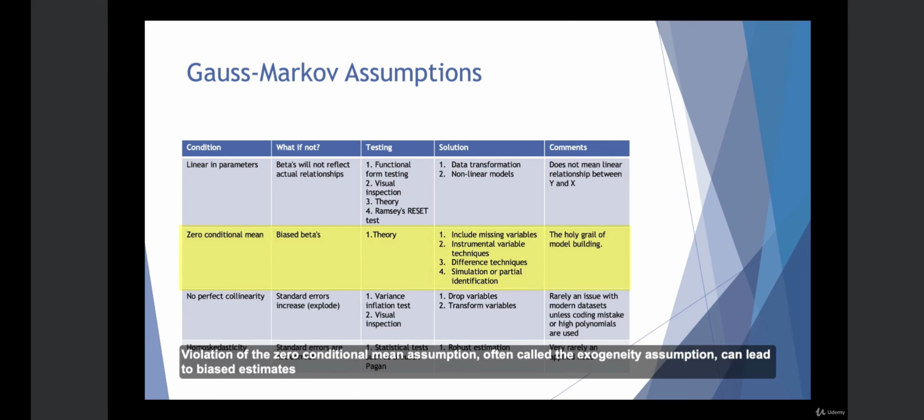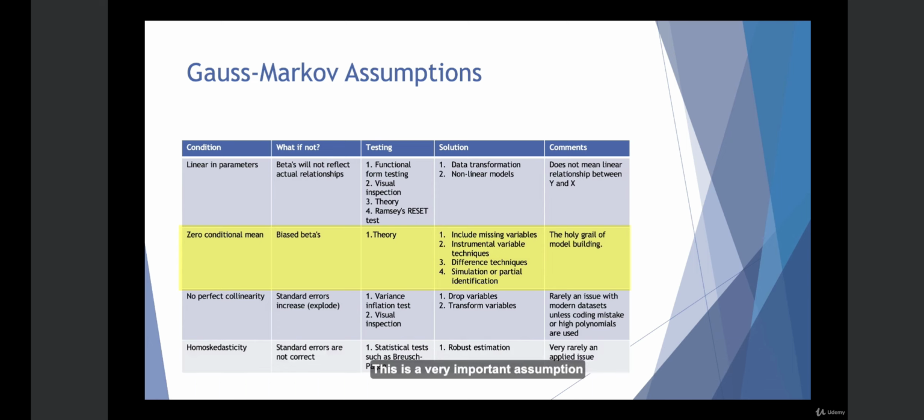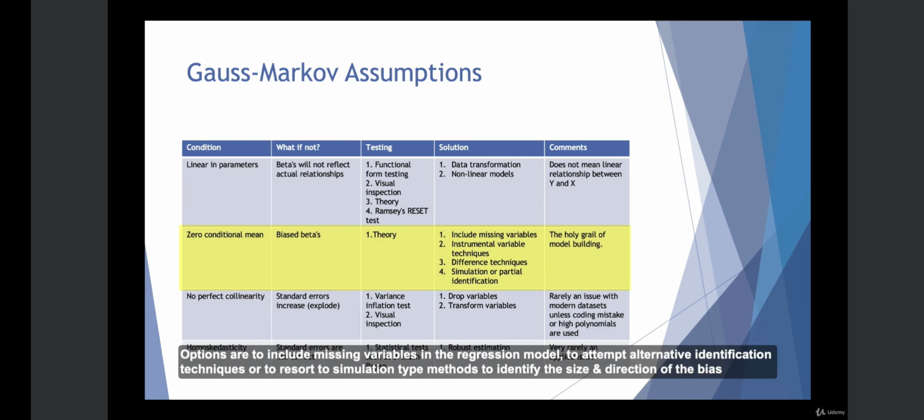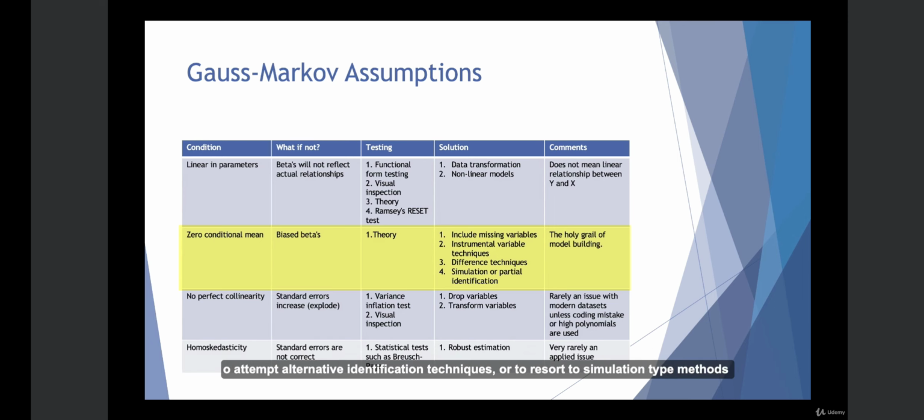Violation of the zero conditional mean assumption, often called the exogeneity assumption, can lead to biased estimates. This is a very important assumption. It is not possible to test for it statistically, and identifying or defending against it must be done on theoretical grounds. There is no easy solution if this assumption is violated. Options are to include missing variables in the regression model, to attempt alternative identification techniques, or to resort to simulation-type methods that try to identify the size and direction of any potential bias.